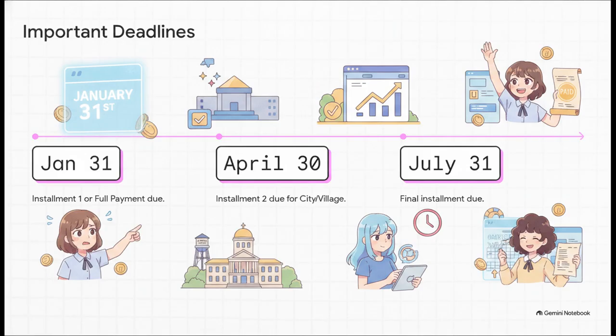Now, if you live in the city of Kenosha or Pleasant Prairie, your second installment is due April 30th, and the final one is July 31st. For all other county municipalities that use the two-payment system, your final payment is due July 31st.